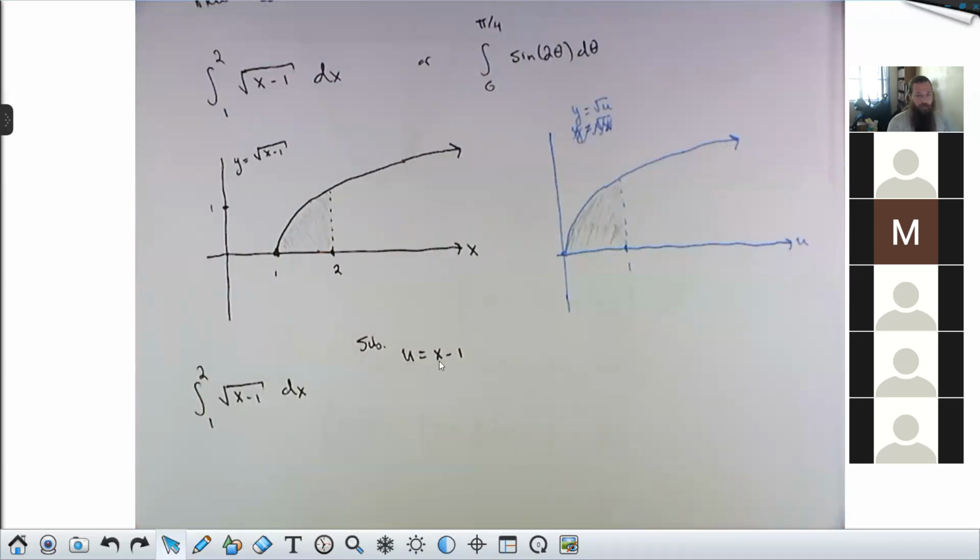I choose to substitute for x minus 1 because that's kind of my inner function. I'm looking for an inner and an outer. And I say, okay, well, if I didn't have this inner, if this was just u, square root of u, that's something I know how to handle.